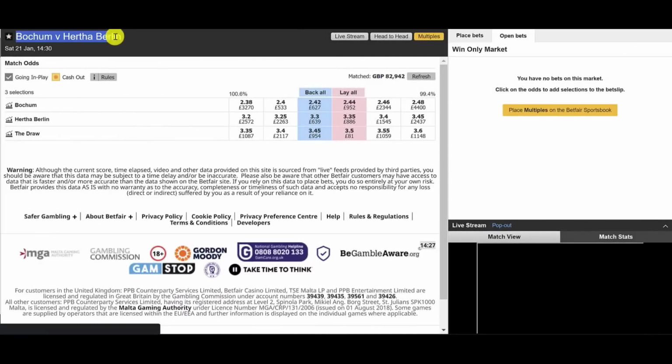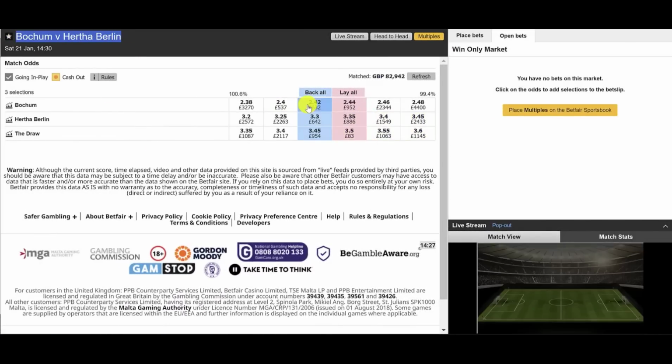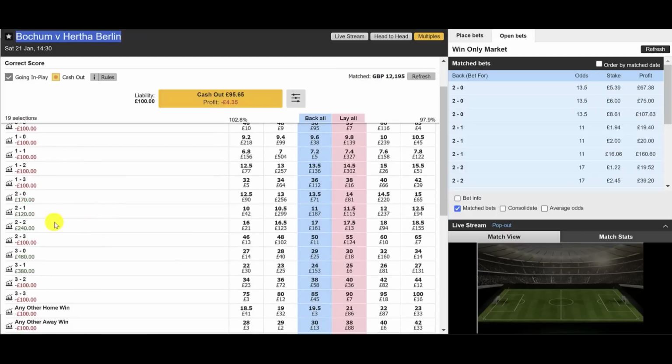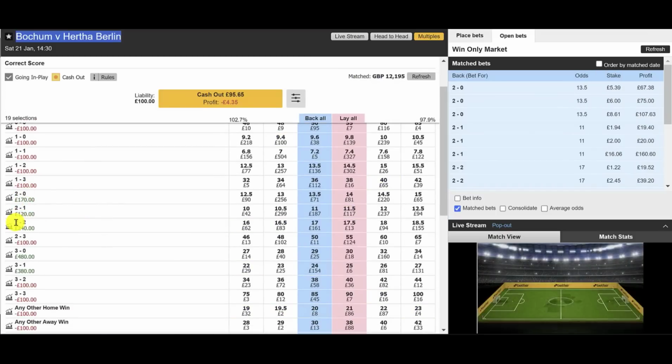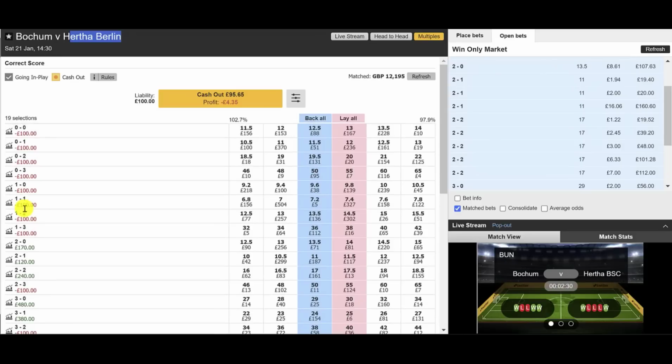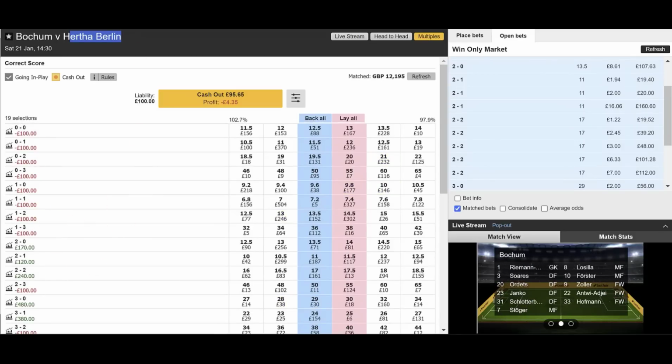So we've got a match here from the German Bundesliga, Bochum against Hertha Berlin, and you can see Bochum here, 2.42 favourites on this one. And I just want to show you what we've covered on the correct score: 2-0, 2-1, 2-2, 3-0 and 3-1. So heavily favoured in favour of Bochum. Only really that 2-2, pretty much our plan B. Anyway, let's see what happens in play.